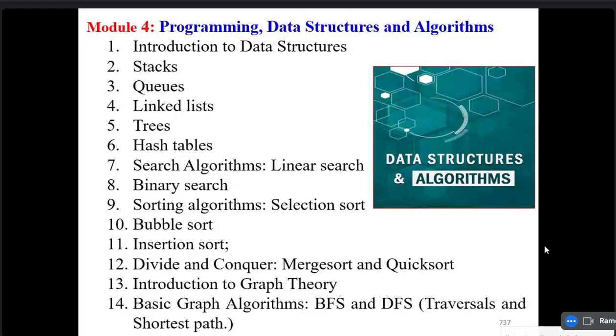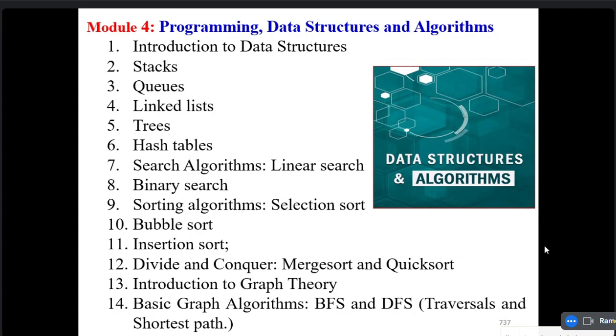Circular linked list, how can you define it? A collection of nodes connected by links, where the last node is connected to the first node. The last node is connected to the first node. That is called a circular linked list. So these three are linear data structures.